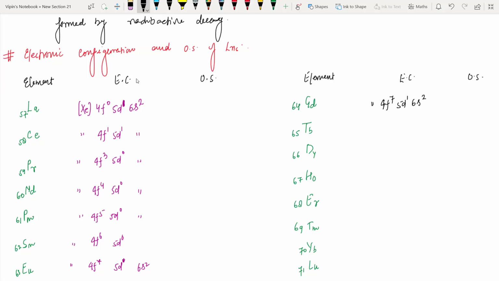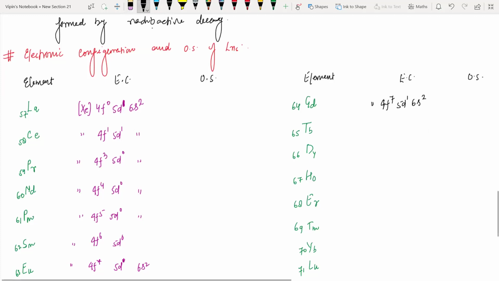Now in the next one, this will be 4f9, not 4f9, 5d1, but 5d0, 6s2. Why is this so? Because the addition of the next electron is going to enter the 4f orbital and it will become 4f8. The 4f8 configuration is not half filled. Therefore, the electron of the 5d orbital is also going to enter into the 4f. Therefore, it is 4f9. Actually, I don't have to write like this.